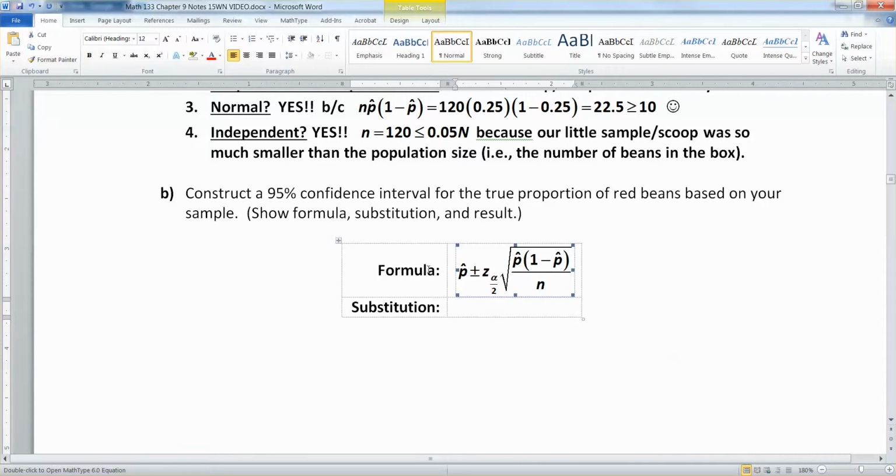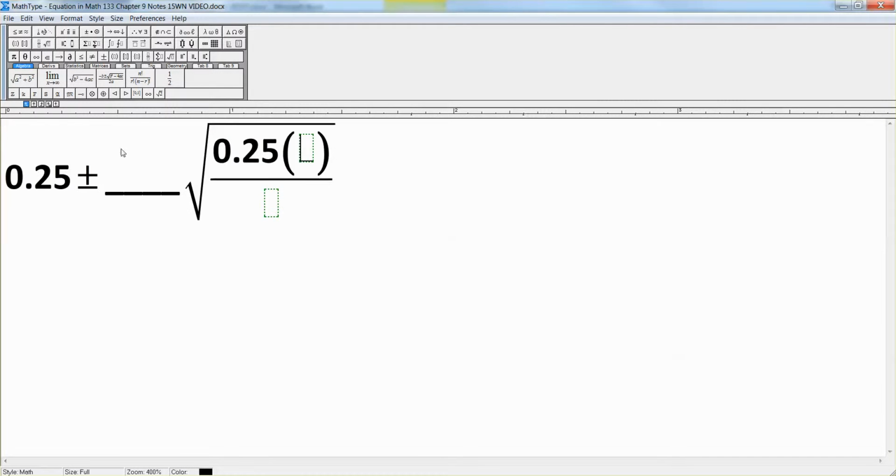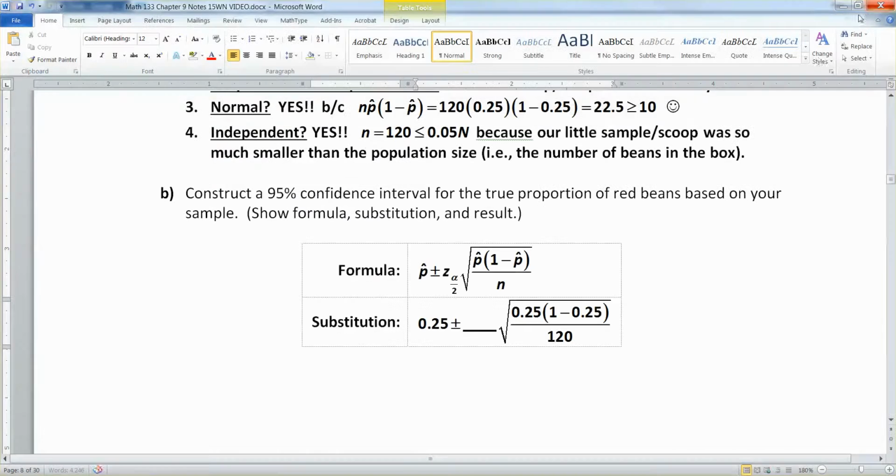All right, so there we have it. Step 1, formula. Step 2, substitution. Now, here's where all the hard work is and where all the points are. So you have to have your p hat, which is 0.25, plus or minus. Now, the z we'll figure out in a second. I'm just going to leave that blank for a minute. Then I'm going to have my square root, and then I have 0.25 times 1 minus 0.25. That's p hat times 1 minus p hat over 120, which was my n, right there. And then my final answer will be my result.